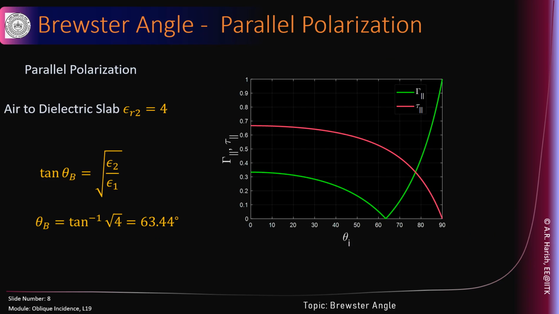Now, continue with our example. When we had epsilon r2 equal to 4, we can calculate tan theta b as square root of 4, that is 2. Therefore, theta b is tan inverse of 2, which gives us 63.44 degrees. That's what happens if you see the graph here. The green trace goes to 0 at 63.44 degrees, which corresponds to Brewster angle.